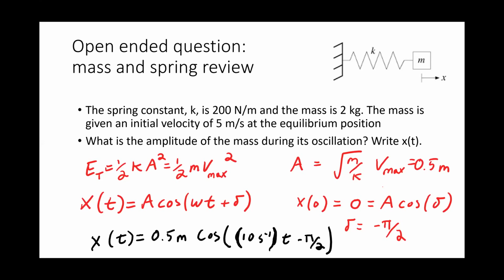In terms of whether it's positive or negative pi over 2, I would have had to tell you which way the initial velocity was. I didn't tell you whether the initial velocity was left or right, so either pi over 2 or negative pi over 2 is fine. If I wanted to go further and be more precise, I could take the derivative of this to find v of t, and then whether v of t is positive or negative at time 0 would determine whether my delta has a positive or negative sign. So if I had a problem where I needed to figure that out, that's how I would do it.